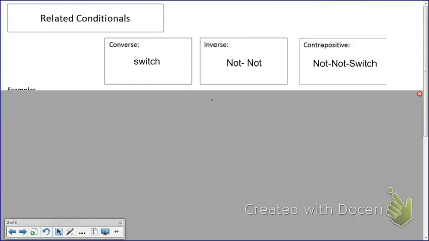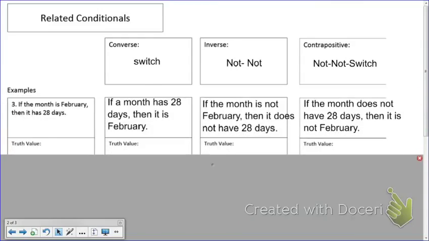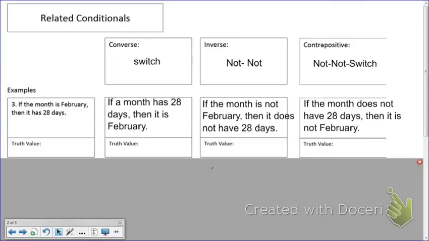So let's look at an example. My original conditional is if the month is February, then it has 28 days. Now, notice below we also have room for a truth value. And the truth value is basically just stating, is it true or false? However, if it is false, we do have to provide what we call a counterexample, which is just an example proving that it is false. So if the month is February, then it has 28 days. This would be false, because the month of February in a leap year can have 29 days. So our counterexample is if it is a leap year.